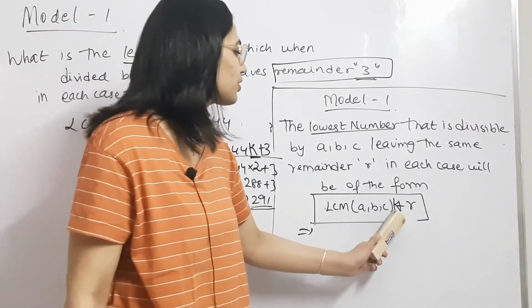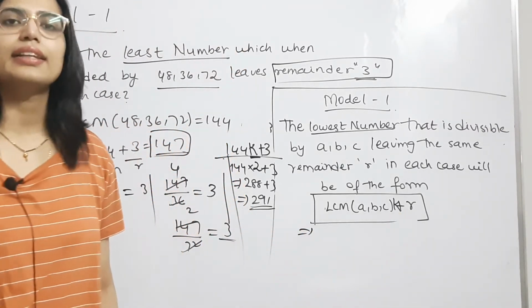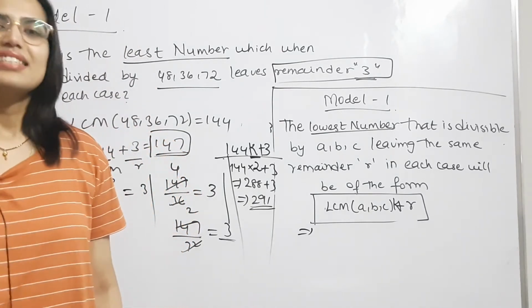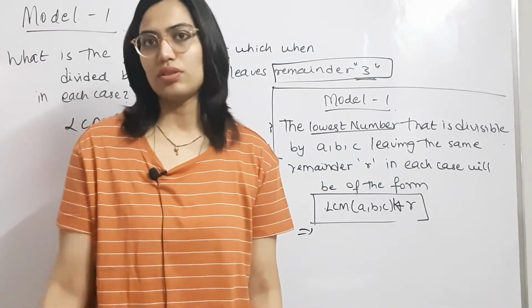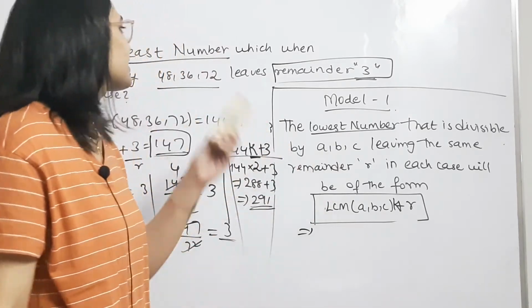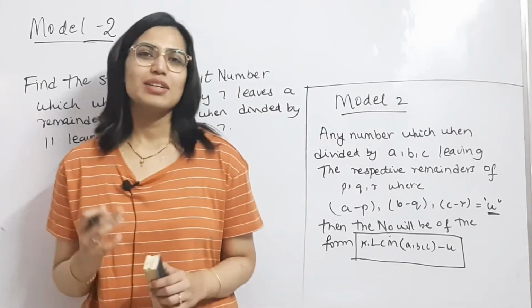So here, when you put k in this form, you will not only get the least number, but also the second least, the third least, and so on. Okay, so this is model 1. So now let's see model 2.